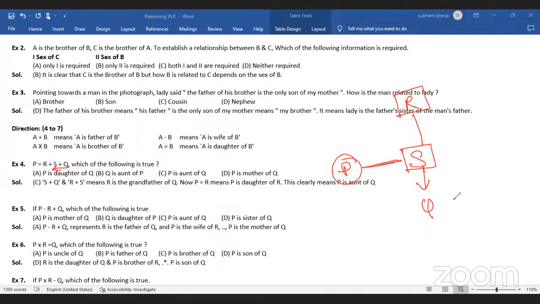P is the daughter of Q. No brother, P is not the daughter of Q. See here. P is at the top level and Q is at the bottom level. How can P be the daughter of Q? For daughter, P must be down. Q is the aunt of P. See clearly, P and S are siblings and Q is the son of S. So P is the aunt of Q, not Q is the aunt of P. P is the aunt of Q. Third option is correct. Now is it clear to everyone?